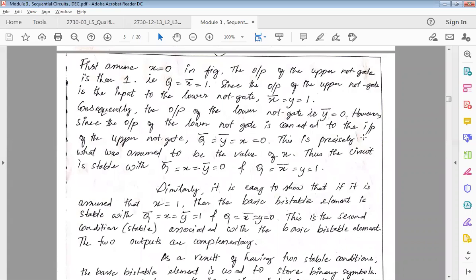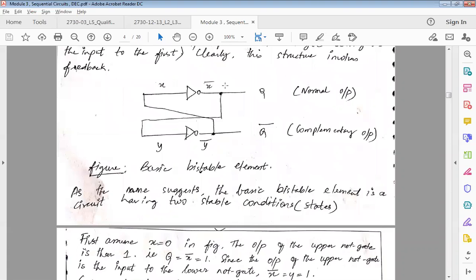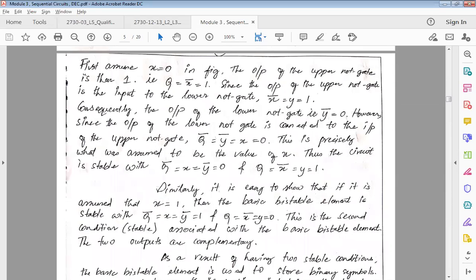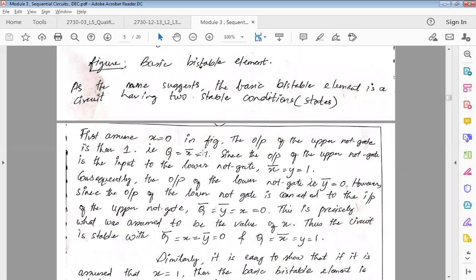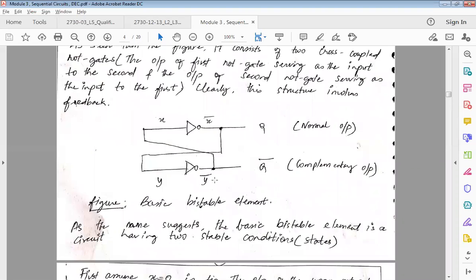Okay. Why is it 0? Because I got 1 here and 1 comes. There's an inverter, so I should be getting the 0. However, since the output of the lower NOT gate is connected to the input of the upper NOT gate, Q bar is equal to y bar is equal to x is equal to 0. So many things are connected. Q bar is equal to y bar is equal to x is equal to the initial state that we gave, which was 0. Any doubts here, students?